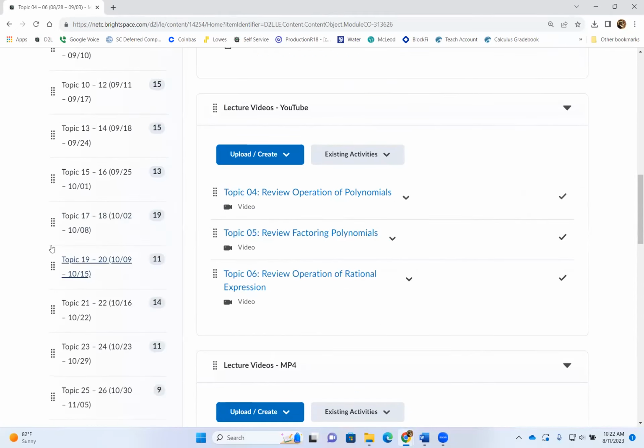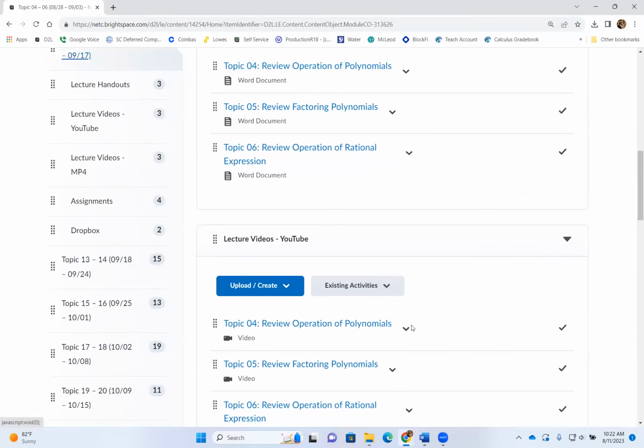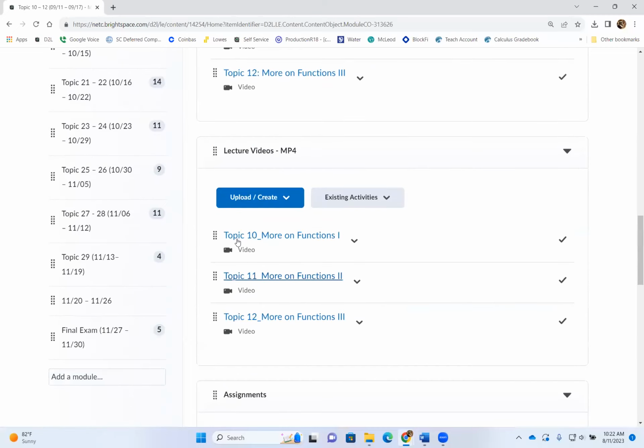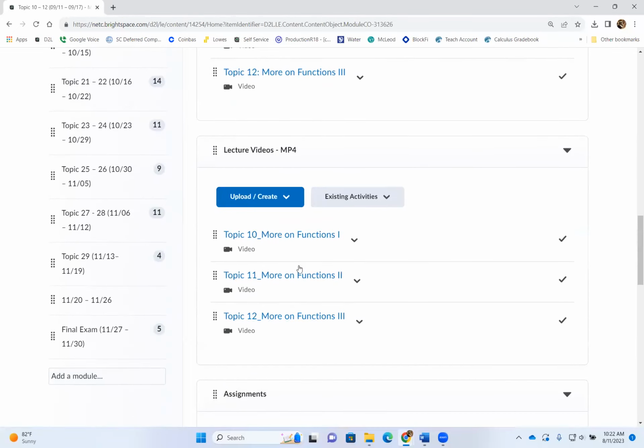If you go to any week, you're going to see exactly the same thing: handouts, videos in YouTube, and videos in MP4, the same exact video, just in two different formats.